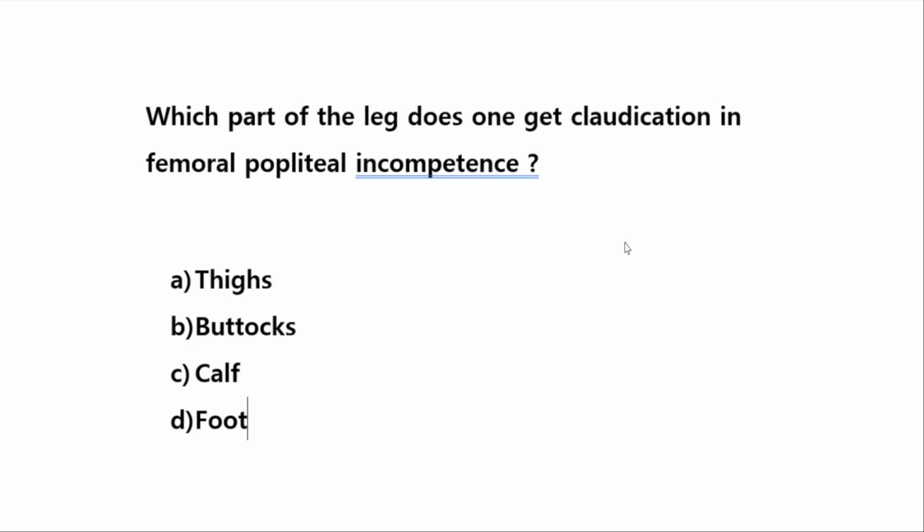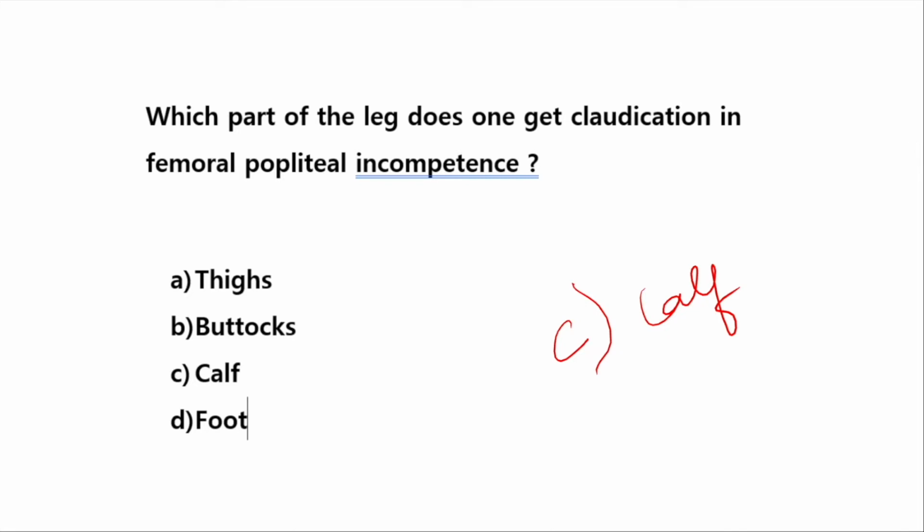So this question came in one of the NEETs of the past couple of years, where the question goes as, which part of the leg does one get claudication pain in femoral popliteal incompetence? And the options were thighs, buttocks, calf and foot. So the correct option to this question is C, which is calf. So how to approach this question and how we arrived at this answer is what we are now going to talk about.